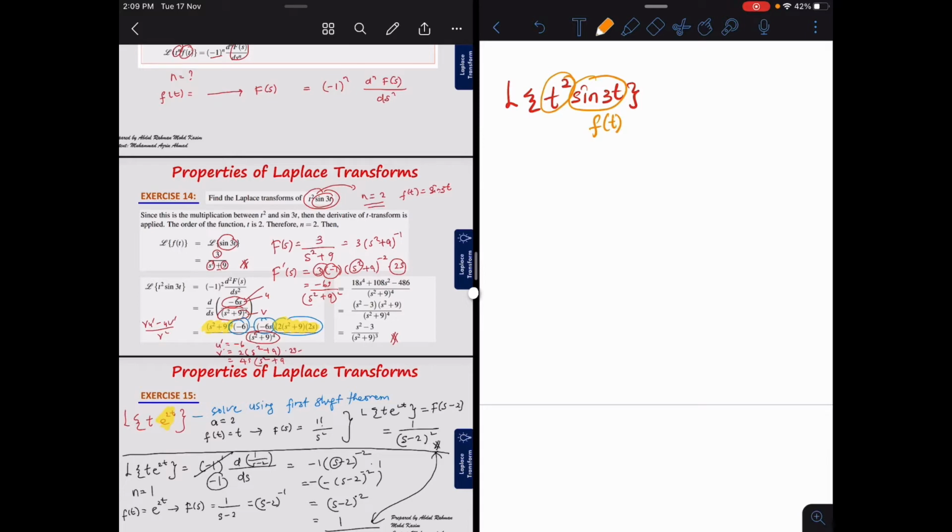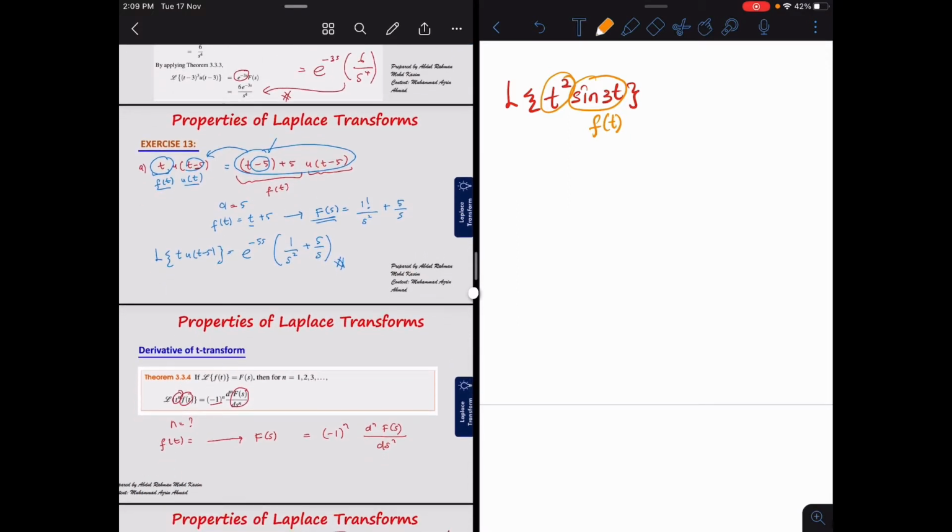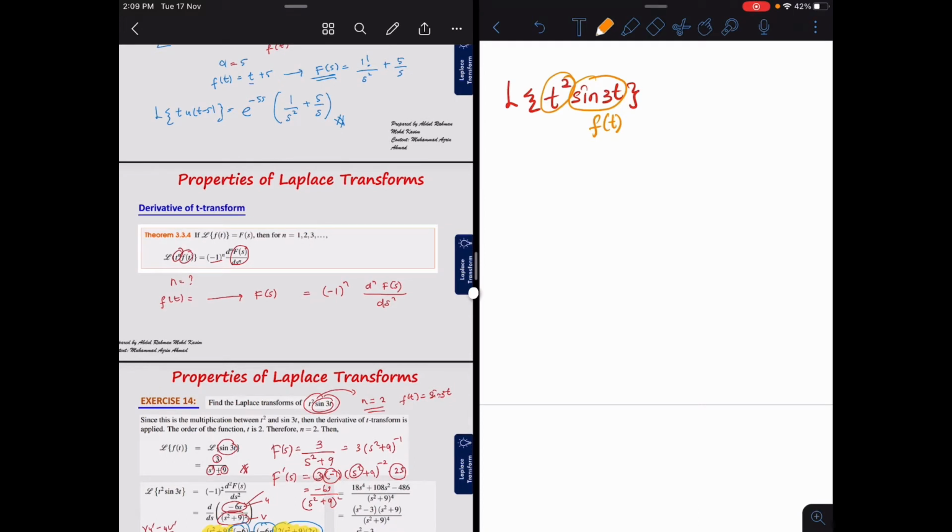Okay, so now to use the properties of the derivative of the transform, we need to identify the n. The n for this equation is 2. So our answer later is -1 power of n, and then we need to differentiate our answer when we transform the f(t) with respect to s.